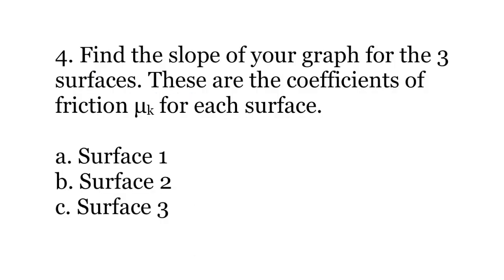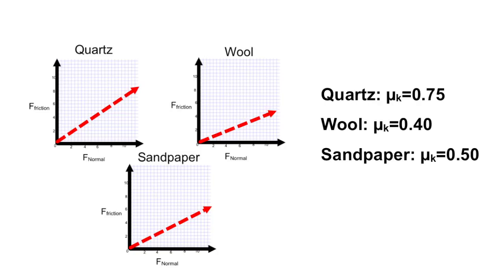4. Find the slope of your graph for the three surfaces. These are the coefficients of kinetic friction represented by mu k for each surface: A surface 1, B surface 2, and C surface 3. After being calculated, the quartz has a coefficient of kinetic friction of 0.75, the wool of 0.4, and the sandpaper of 0.5.